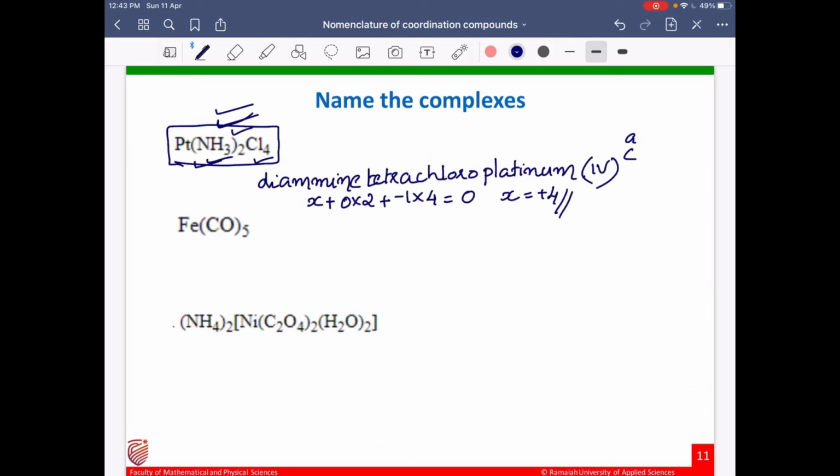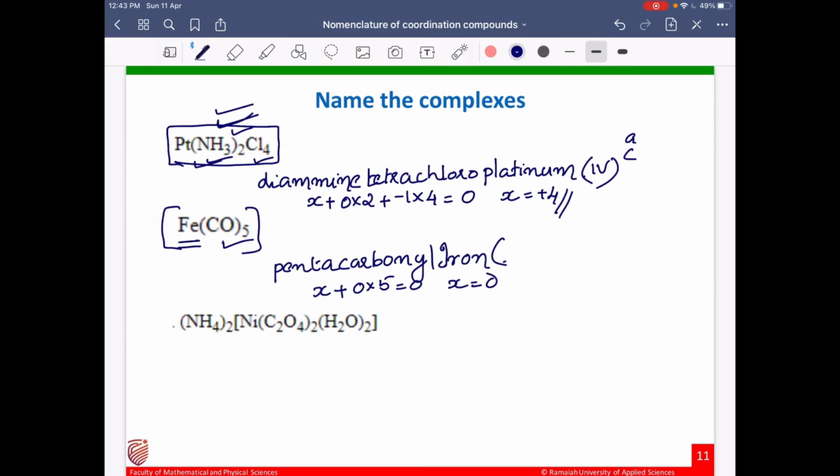Next is Fe(CO)5, a single entity, no cation, no anion. We have to just name this complex part. The ligand is carbonyl. Total 5 carbonyls are there. So we will write pentacarbonyl. So the ligand got over. Now the metal is iron, and we have to give the charge. X plus carbonyl, which doesn't have any charge, so X will be 0. So here the oxidation state of iron is 0.